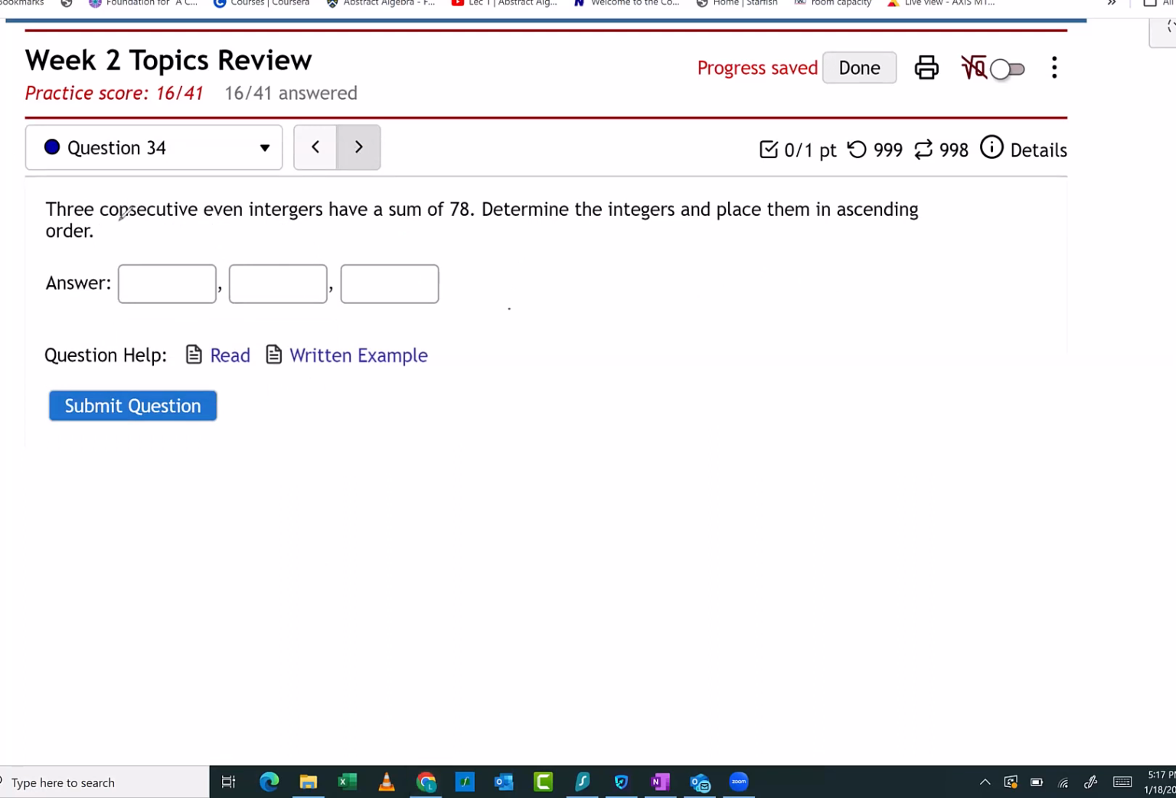It's saying 3 consecutive even integers. Well, integers is spelled wrong. Other than that, what does 3 consecutive even integers mean? Consecutive means in a row. For example, 2, 4, 6. Those are consecutive even integers. 4, 6, 8. And so on.